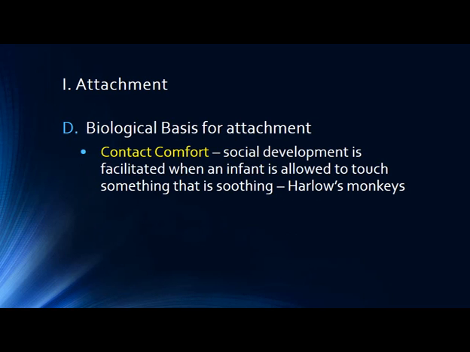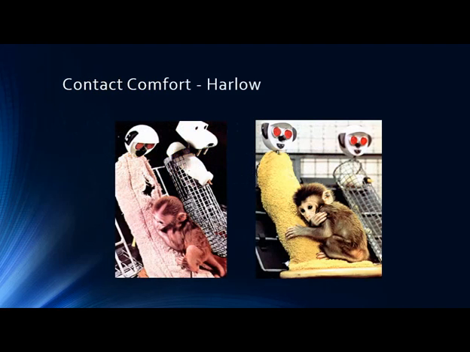There are a couple of different theories about how this occurs, but one of these we think has to do with what we call contact comfort. The social development is facilitated when an infant is allowed to touch something that is soothing. This is why we swaddle infants in very soft blankets, etc. And then want that kind of physical contact.